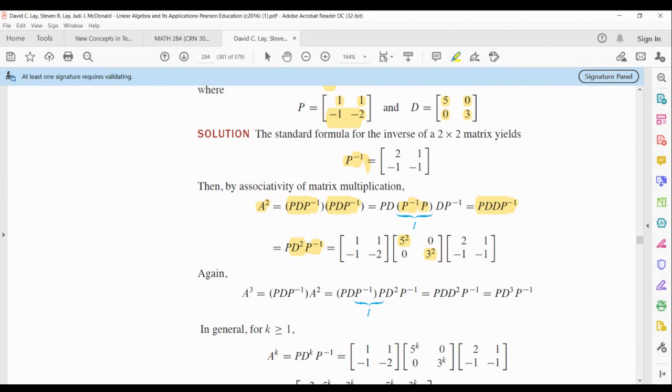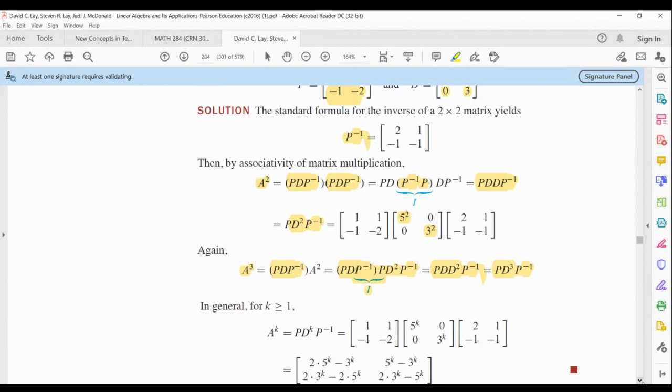All right, well then let's go further along here. A cubed would just be A times A squared. Well, A is P times D times P inverse. And again, if you multiply judiciously using the associative property for matrix multiplication, that P inverse times P becomes the identity again. And now you're left with P times D squared times P inverse, which is P times D cubed times P inverse. Hence, we're seeing a pattern here.